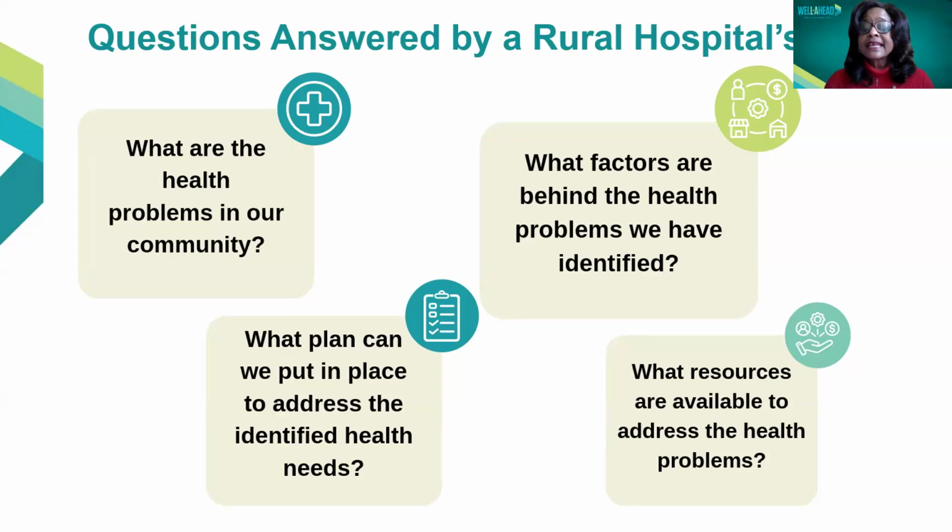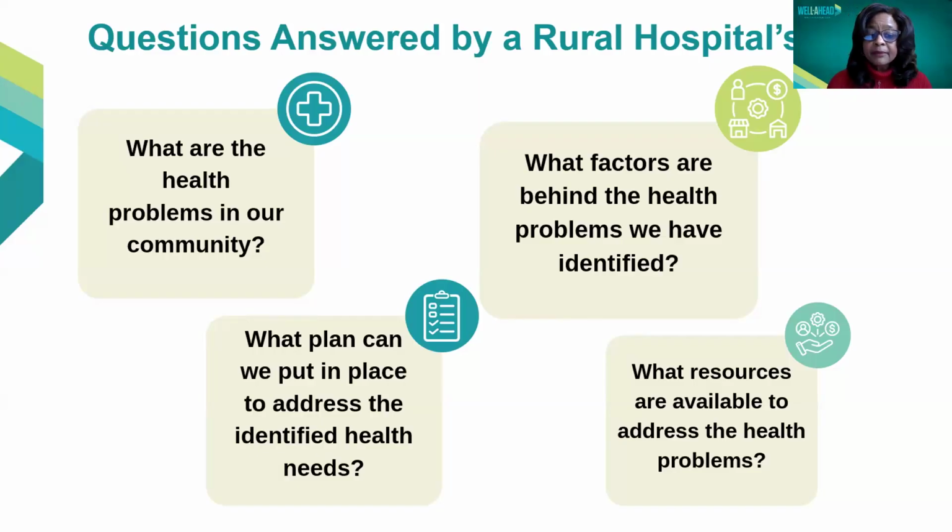What factors are behind the health problems we have identified? You know, that root cause analysis we've talked about before, in terms of approximately 20% of our health outcomes being influenced by clinical care. But the majority of the influence comes from those non-clinical factors, those health-related social needs, those social determinants of health we've been talking about. So what are the factors behind the health problems we have identified? All of that we can glean from our community health needs assessment, which is a very valuable tool, and we've talked about that in our past webinars.